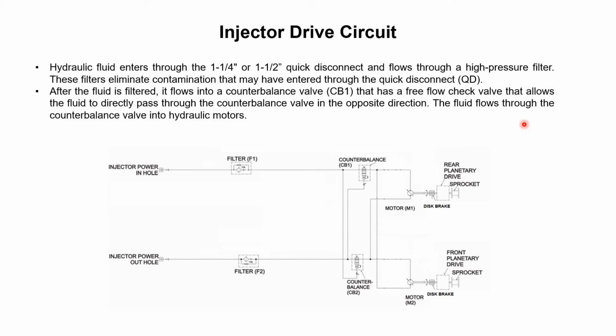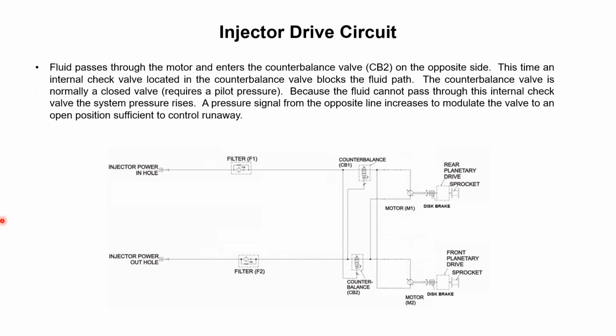The fluid flows through the counterbalance valve into the hydraulic motors, as we have already discussed. Fluid passes through the motor and enters the counterbalance valve CB2 on the opposite side. This time an internal check valve located in the counterbalance valve blocks the fluid path. So when fluid enters this motor, it will pass through this motor and come to this point. Similarly, fluid will pass through this motor and come to this point. Now when fluid arrives at this point, it has to pass through this counterbalance valve, but inside the counterbalance valve the check valve is now in the opposite direction. This check valve will not allow the passage of fluid through this counterbalance valve.